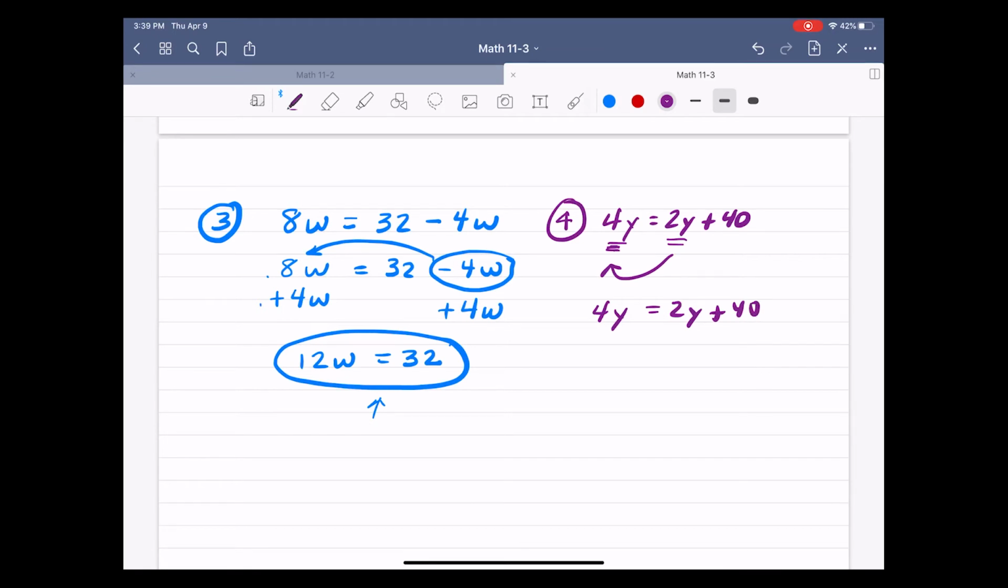So I have a plus 2y, the inverse is a negative 2y. If I subtract 2y from the right, I have to subtract 2y from the left. 4y minus 2y is 2y equals 40. Solve for y. 2 times y is in the way, so the inverse of 2 times is divide by 2. If I divide the left, I have to divide the right, and my answer is y equals 20. That is number 4.